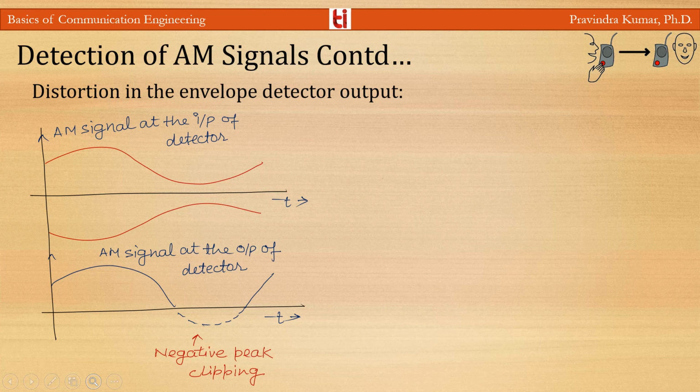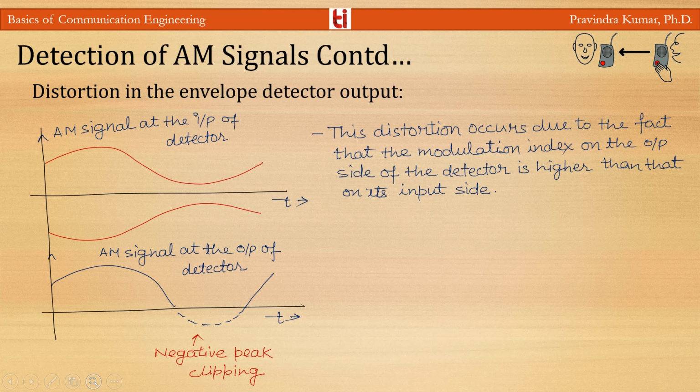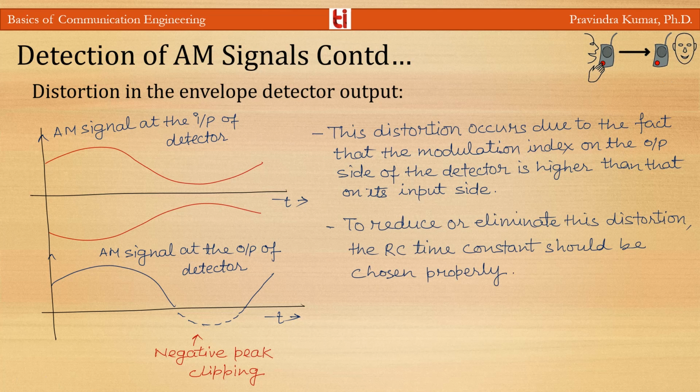Another distortion is the negative peak clipping. This distortion occurs due to the fact that the modulation index of the output side of the detector is higher than that of the input side, and so at a higher depth of modulation of the transmitted signal, overmodulation may take place at the output of the detector. So due to the overmodulation, when m is greater than 1, it will be overmodulated, and this negative peak will be clipped here.